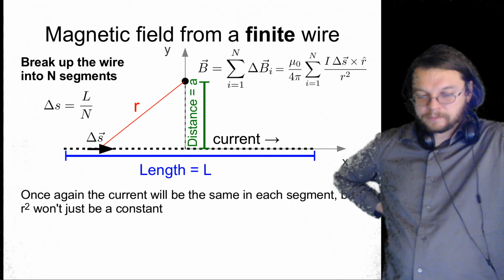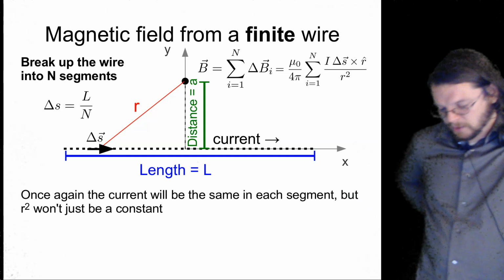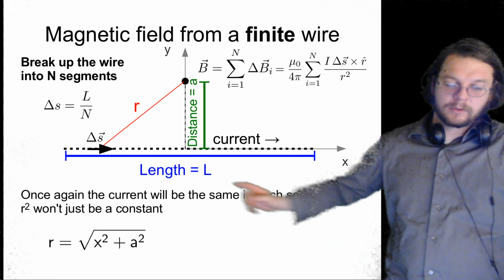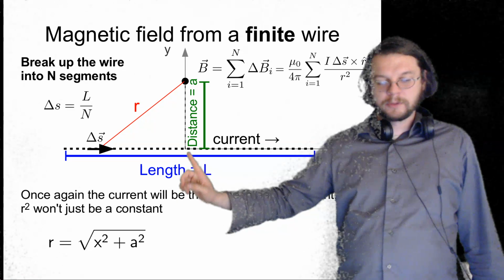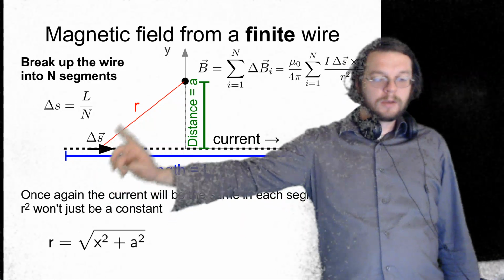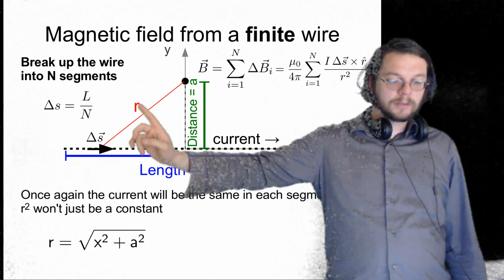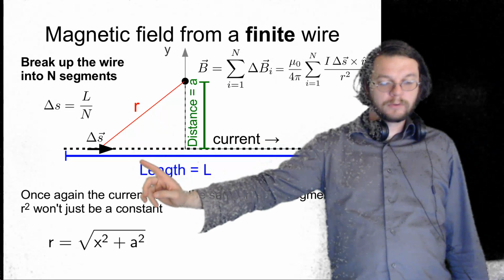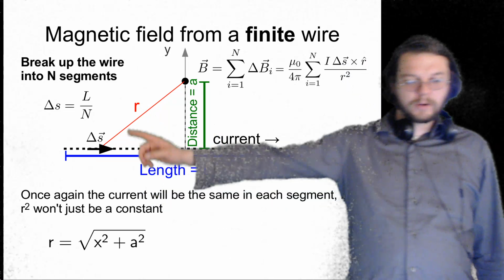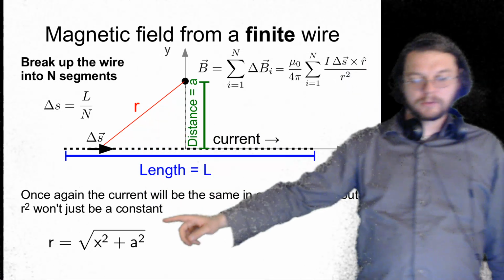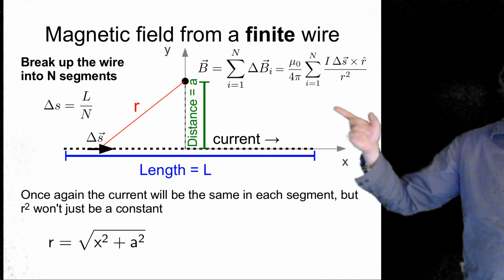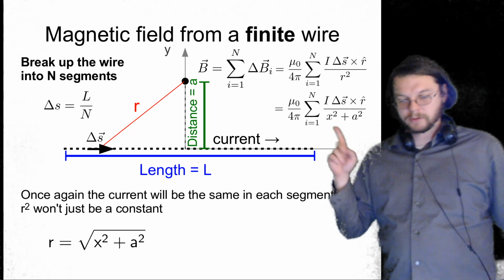We can manage that because we can use the Pythagorean theorem. If this is x equals 0 here, and this is x or minus x or something like that, then the Pythagorean theorem tells us that r is equal to the square root of x squared plus a squared. Okay, so we know that's true. So what we can actually do is replace this r squared with basically x squared plus a squared. So that's what we're going to do down here.